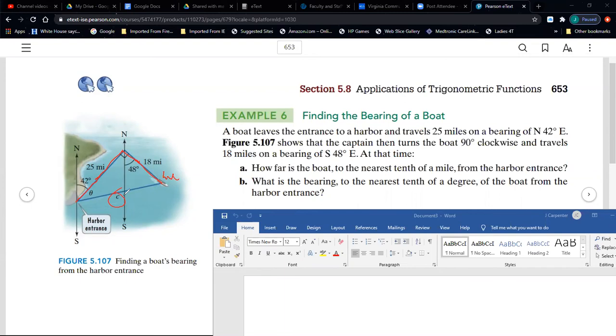So we want to find that distance first. Then the second question is, what is the bearing to the nearest tenth of a degree of the boat from the harbor entrance? So the last thing they're going to want us to know is, what is this angle? Just from the harbor entrance to our current position, what bearing is that? You can see that it's going to be a northeast bearing, because from here we're going north and east. So those are the two things that we need.